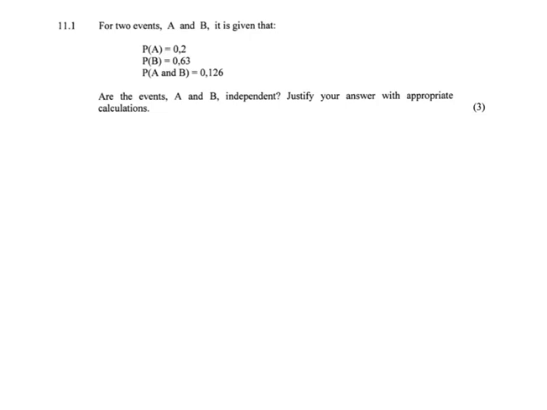For two events A and B, it is given the probability of A is equal to 0.2, probability of B is 0.63, probability of A and B is equal to 0.126. Are the events A and B independent? Justify your calculations. To find whether they are independent, I'll separately calculate probability of A times probability of B, and see if they are equal.